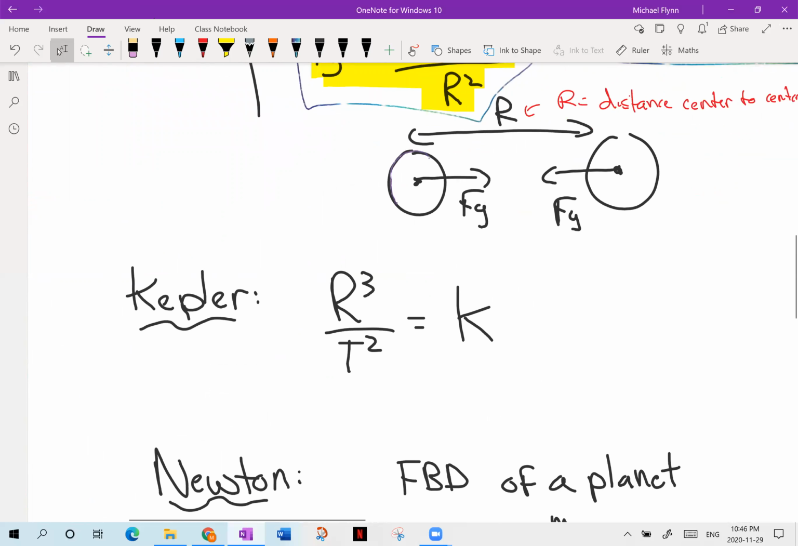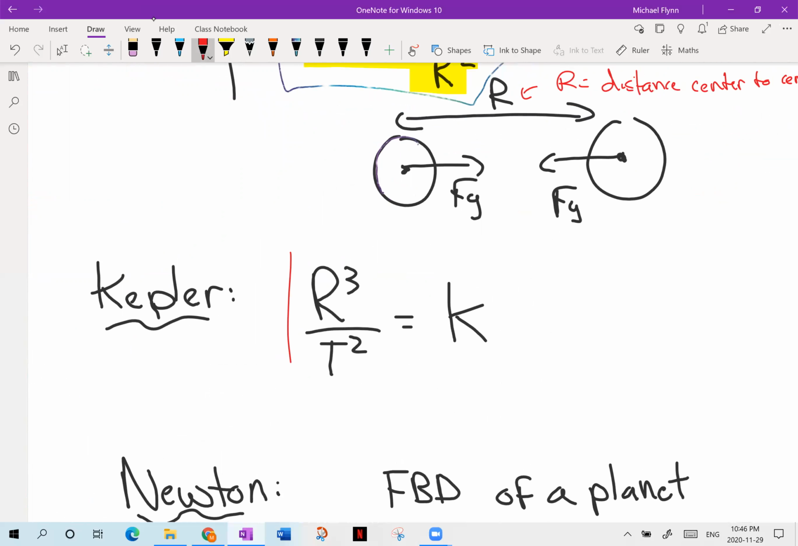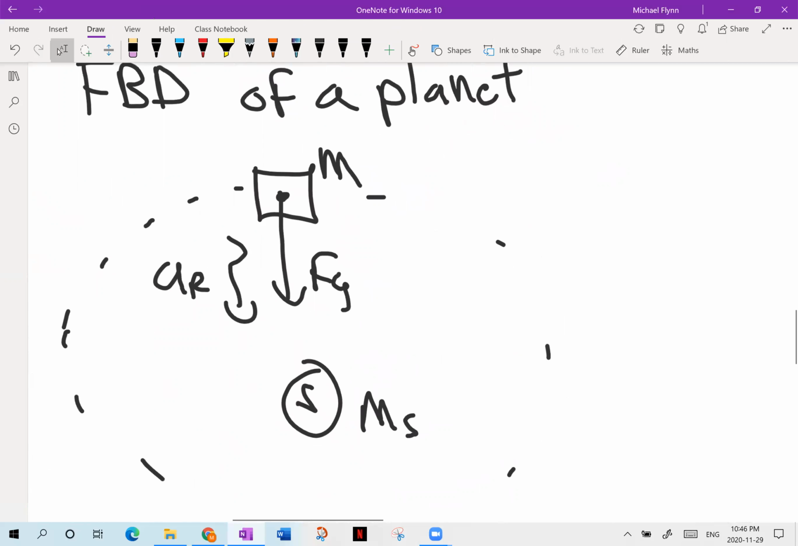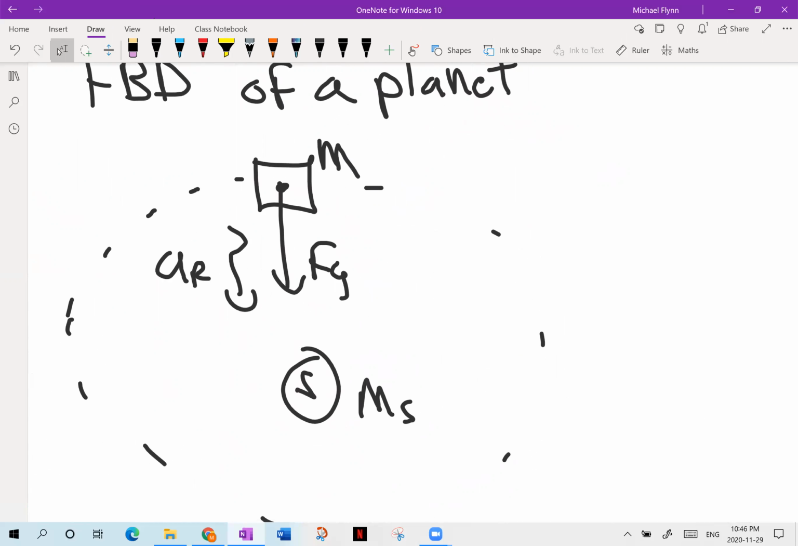All right, now, remember Kepler's third law. Well, Newton has something to say about this. And now that you've done circular motion, you have something to say about it too. So let's go through how Newton figured out what Kepler's third law is really all about. First, we'll start with a free body diagram of a planet going around the sun. What else will we start with? It's Newton's law.